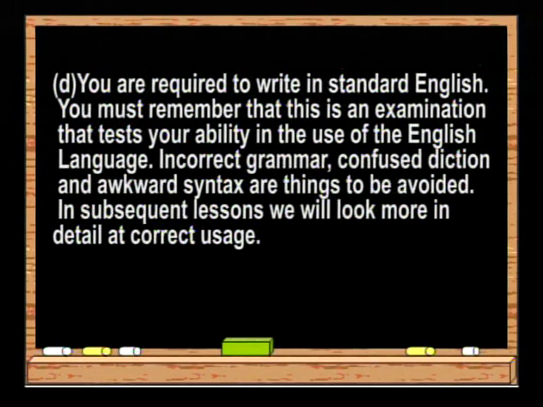You're required to write in standard English. You must remember that this is an examination that tests your ability in the use of the English language. Incorrect grammar, confused diction, and awkward syntax are things to be avoided. In subsequent lessons, we will look more in detail at correct usage.